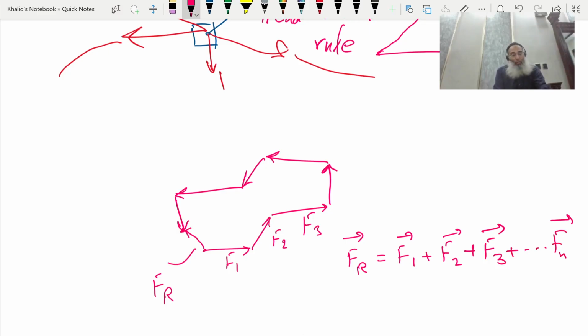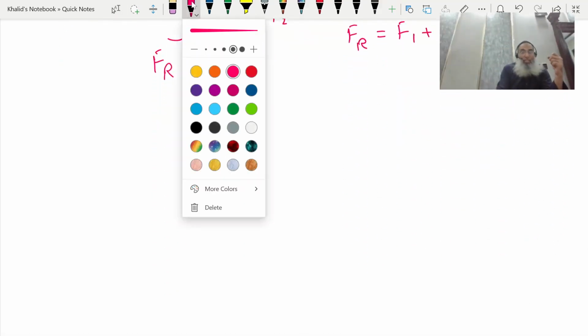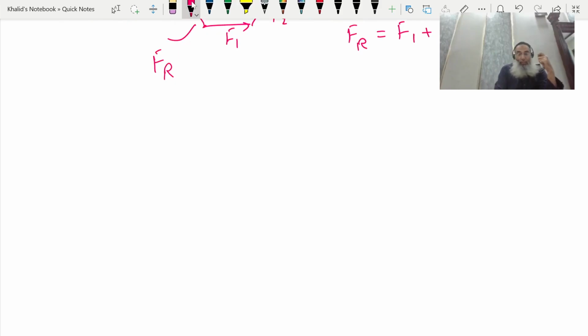When the forces are more, 10, 12, more than that. But we must know the basic principle, basic law, how to find the sum of two forces when they are at an angle and the angle is not 90 degrees.